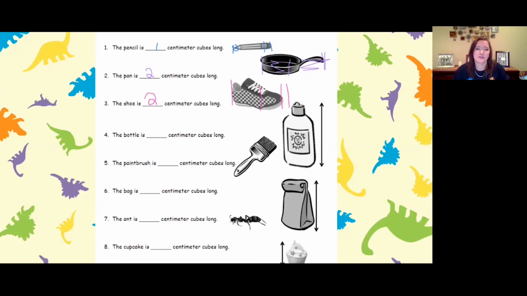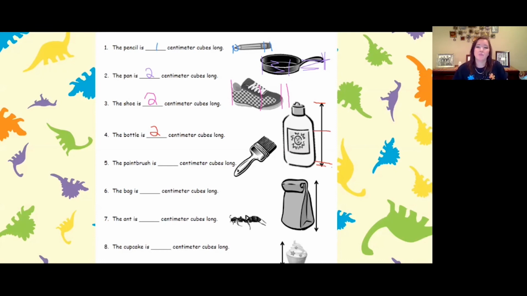All right. So number 4. The bottle is blank centimeter cubes long. All right, so we're looking at this bottle right here. Luckily, they gave us an arrow to make it a little bit easier. So there's one endpoint and another endpoint. Hold mine up. I got 1 and 2 out. There we go. So I got 2 again. Luckily, these aren't too big. Nice job. How's yours looking? Getting about the same? Maybe a little different?